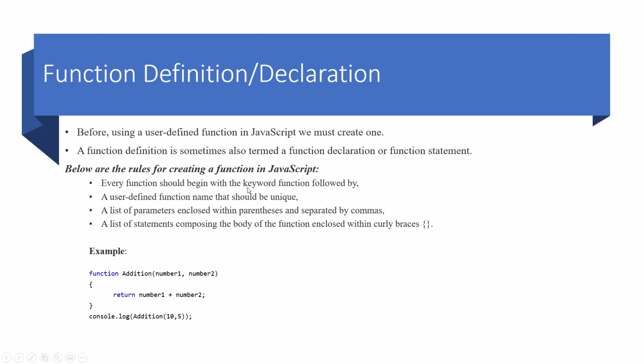There are some rules we need to follow while doing the function definition or declaration. Every function should begin with the keyword function, followed by a user defined function name that should be unique, and a list of parameters enclosed within parentheses and separated by commas, and a list of statements composing the body of the function enclosed within curly braces. So these are the rules to write a function declaration or definition. Here function is a keyword, addition is the function name, and number1, number2 are the parameters which are separated by a comma.